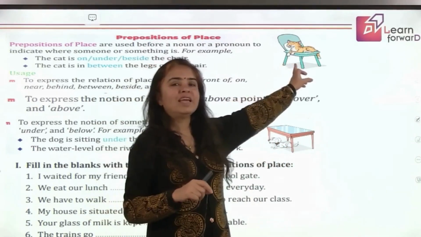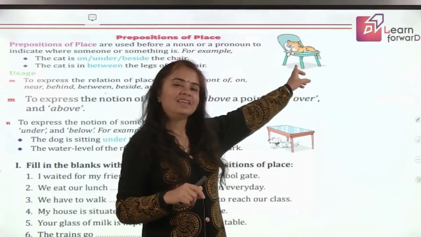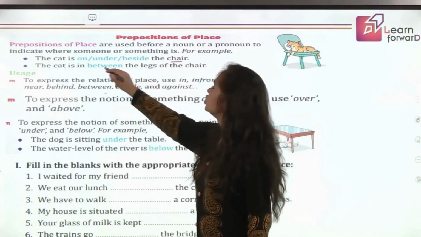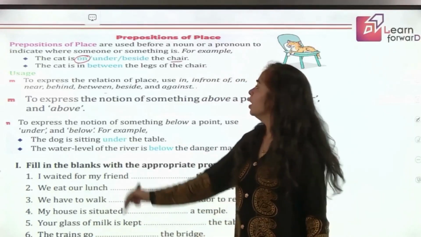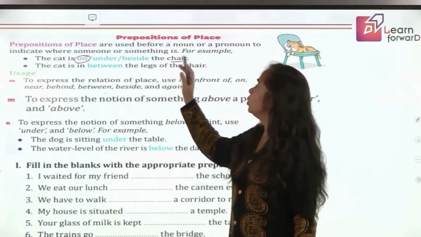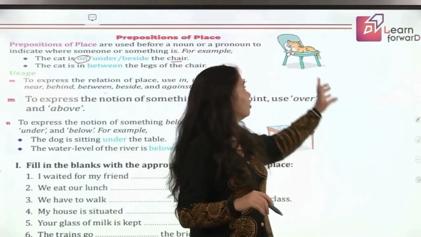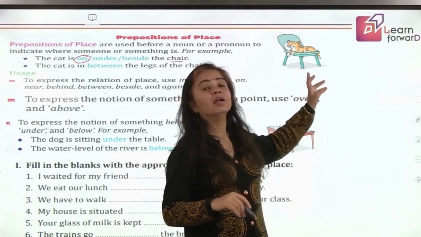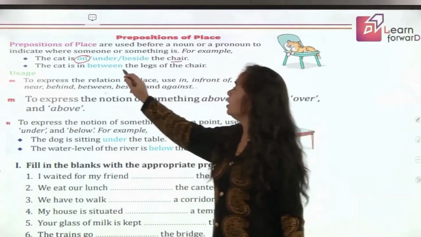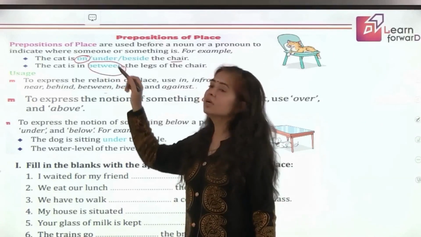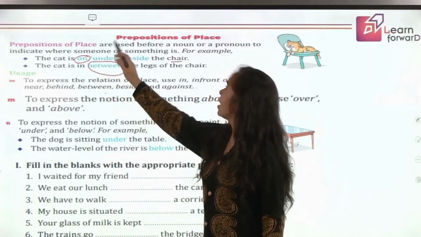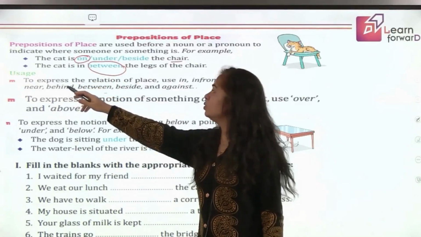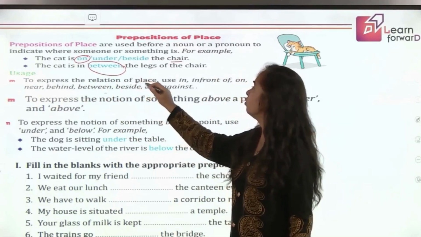So what do you see here? Where is the cat? Yes, it is on the chair, neither under nor beside. Now the cat is between the legs of the chair. When it is under, it can be between the legs of the chair. Fine. Now these prepositions of place, where are they used? They express the relation of place.